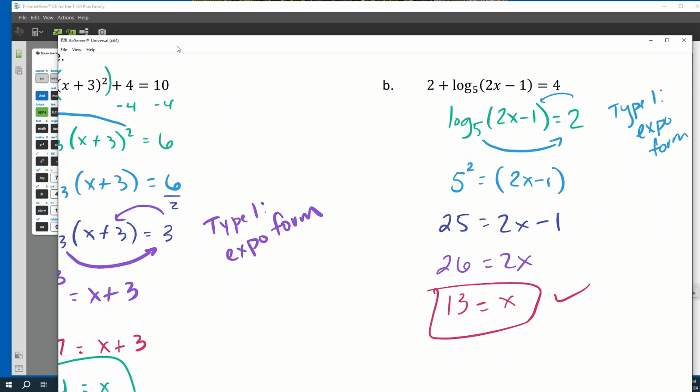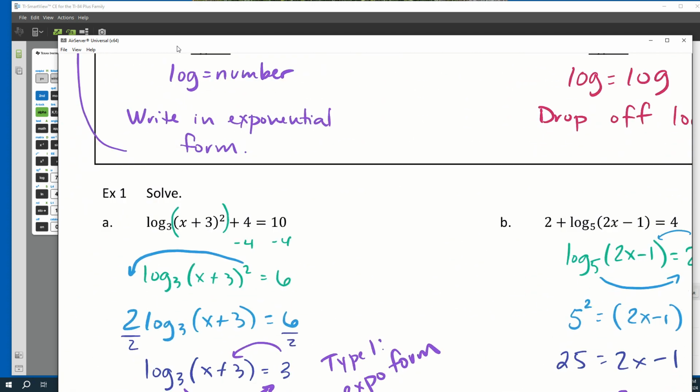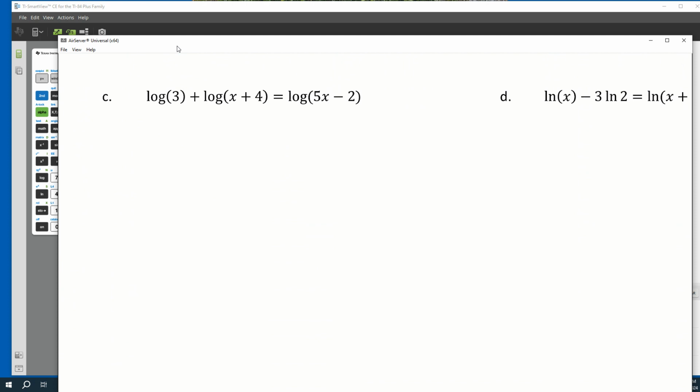All right, so we have 3 more to do on the back. They're a little bit more complicated, I think. We're going to have to use those top 2 properties to be able to do these. All right, so we still want to isolate the logarithm. So to do that, we have to make 2 logarithms condensed to 1 logarithm. And if those logs are separated by addition, what are we going to use to bring them together? Good. So we're going to multiply 3 times x and 3 times 4. Distributive property. Yes, good job.